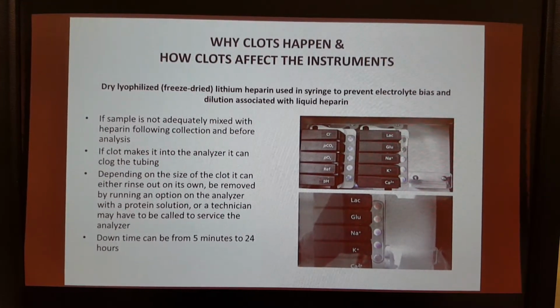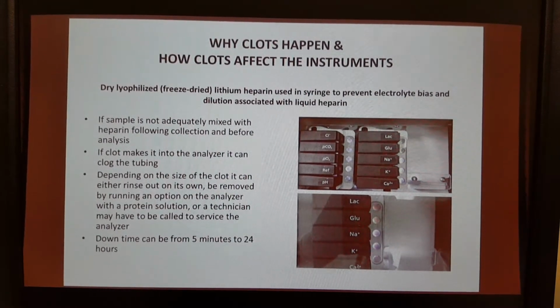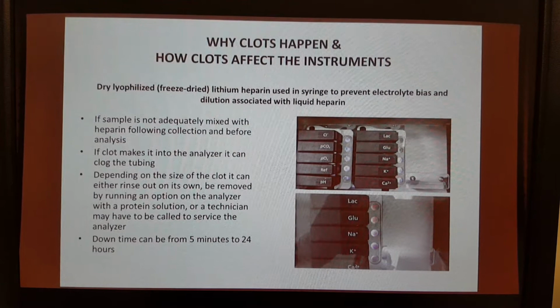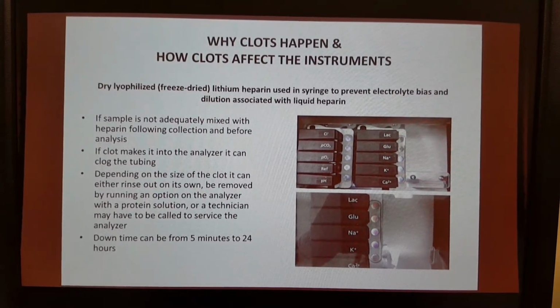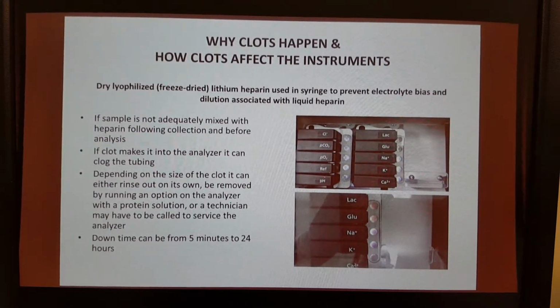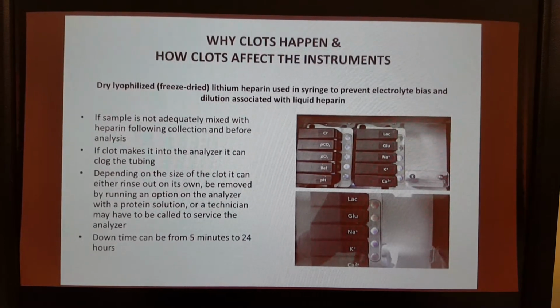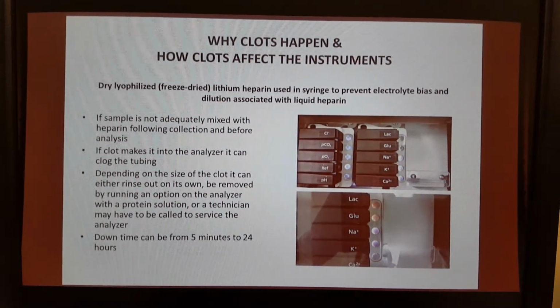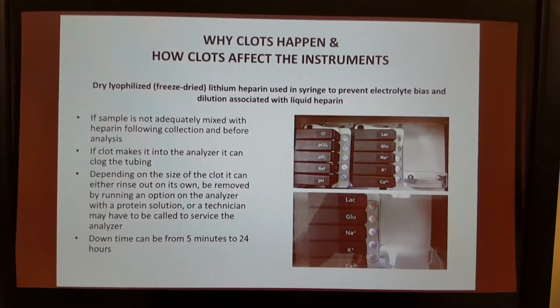Sometimes we're able to fix it ourselves, and sometimes we have to call a technician to come out. This can put the machine down from anywhere between 5 minutes to 24 hours, and it's a big problem because when those routine blood gases are getting drawn at midnight and 6 a.m., you can get a sample from every patient in the critical care unit all at once, and if you only have one analyzer, you're going to have a problem.